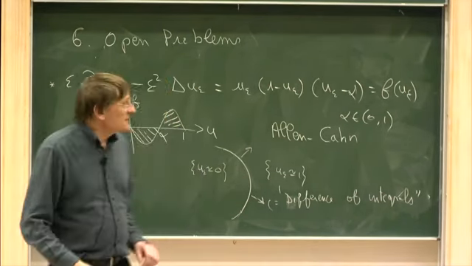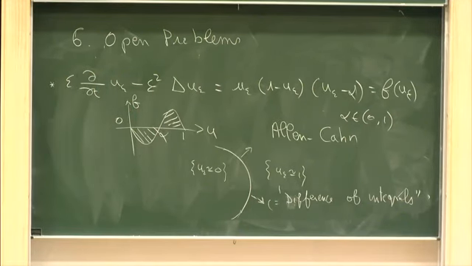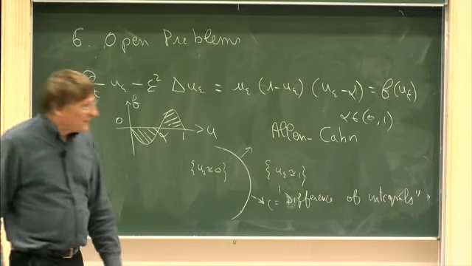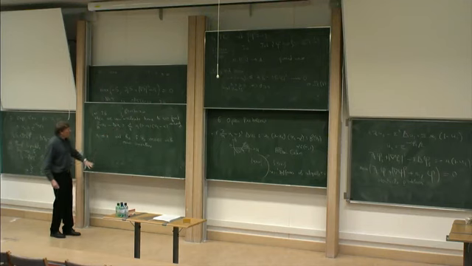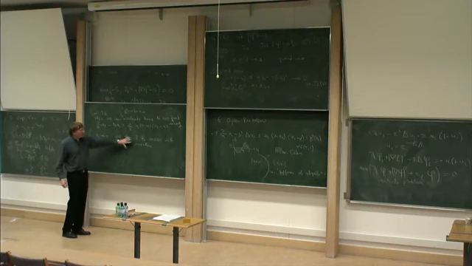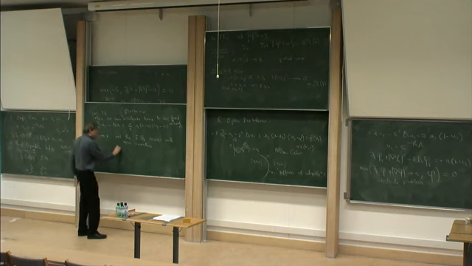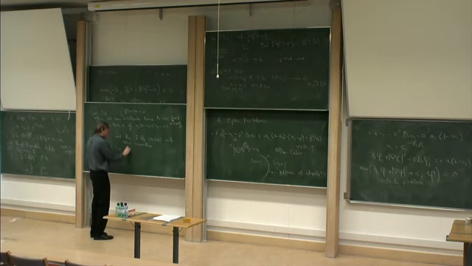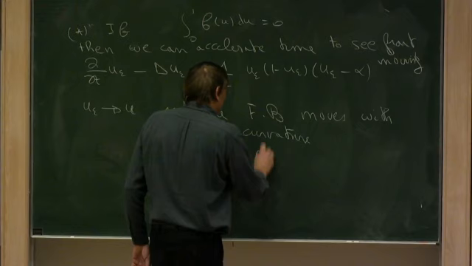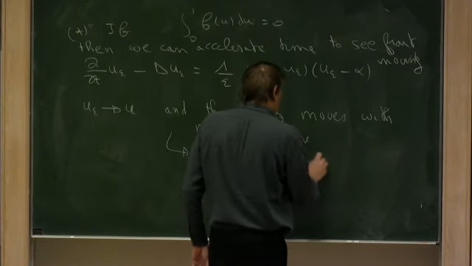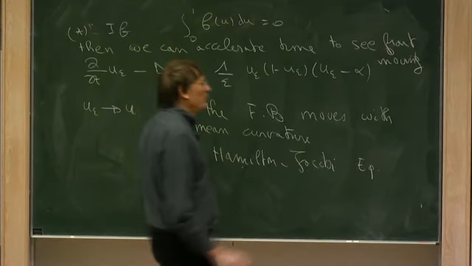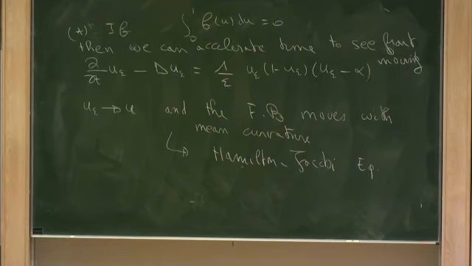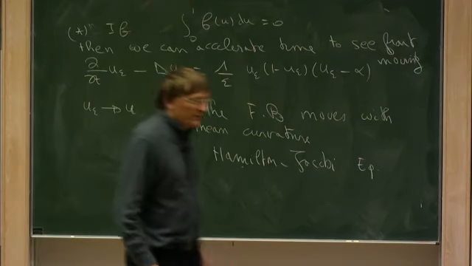Okay, so this makes this method not work so well. But again, the conclusion is that even if you use a different ansatz, the free boundary moves with mean curvature, and you relate that to Hamilton-Jacobi equations. Second order Hamilton-Jacobi equations, because mean curvature is a second order object. So the same strategy works to describe the front through a Hamilton-Jacobi equation.